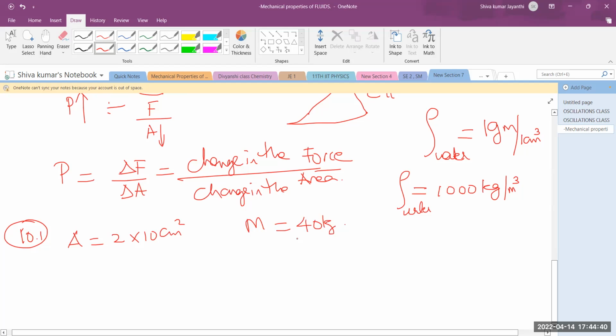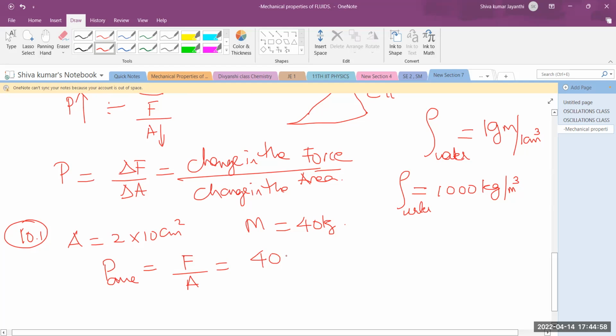Estimate the average pressure sustained. Pressure average. What is pressure average? Force per area. Pressure is force per area. What is the force acting on the body? On this famous 40 kg weight.